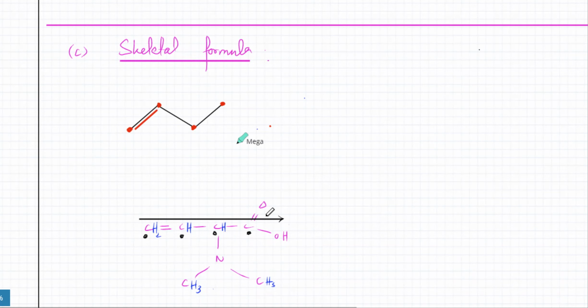Sir, the double bond, should it be on the inside or can it be on the outside as well? It could be anywhere. I mean, as long as it's 2 bonds, right?